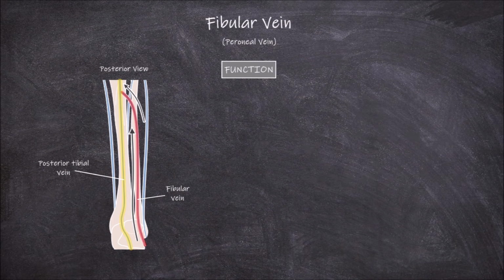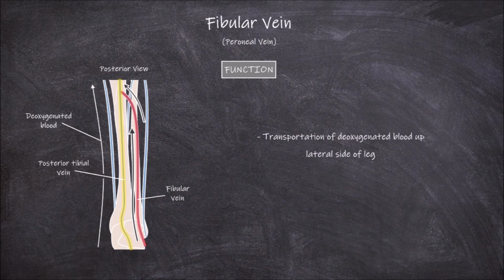What is the function of this vein? This vein functions in the transportation of deoxygenated blood up the lateral side of the leg. From this vein, blood runs through the remainder of the posterior tibial vein and onwards on its way back to the heart. And that concludes this video on the structure and function of the fibular vein.